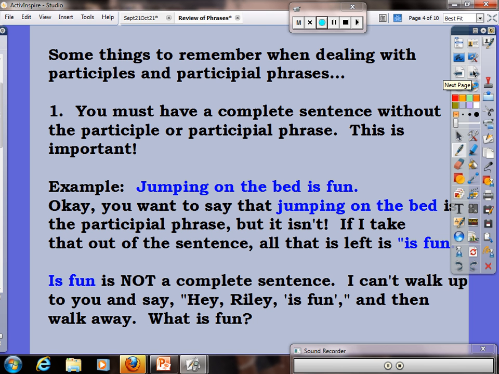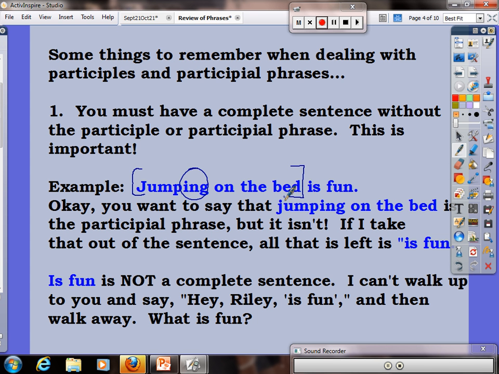Some things to remember when dealing with participles and participial phrases, you have to have a complete sentence without the participle or participial phrase. This is important. So, for example, jumping on the bed is fun. Okay, we've got the ing word right here. You want to say that jumping on the bed is the participial phrase because, hey, it's got the ing, it's at the beginning of the sentence, right? That's what you told me to look for. But this is not a participle in this case.